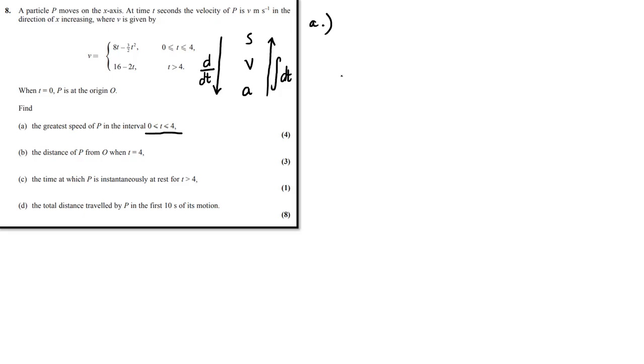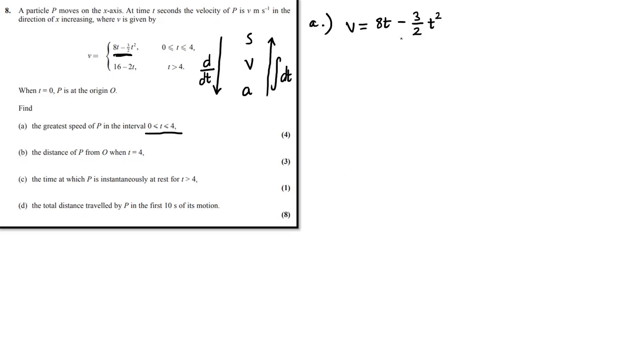For the greatest speed of P in this interval, what we need to find is the acceleration. We then set the acceleration equal to 0, and we get a value for t, and that value for t will give us the greatest speed of P once we sub it back into the velocity. So we need the acceleration. We're using this expression first: v is equal to at minus 3 over 2 t squared, because we're in this interval.